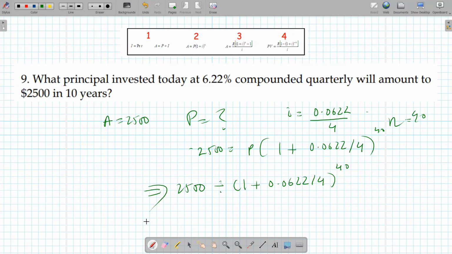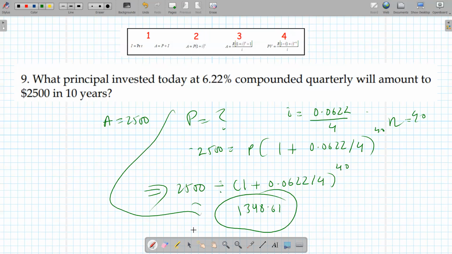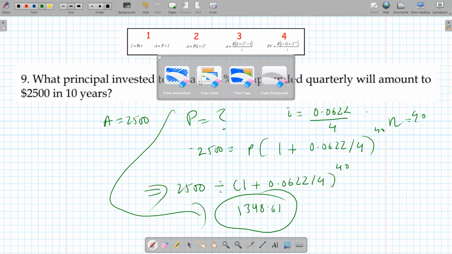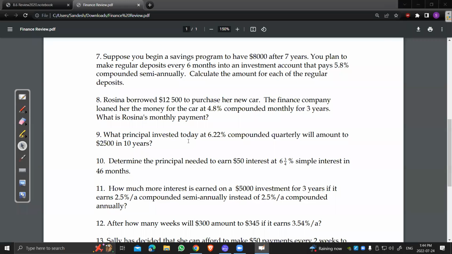1,348.61. Yeah. So 1,348.61 is the principal amount that you have to put in today, so that in 10 years it becomes 2,500. Okay, this is more realistic. Is it 6.22? I would say it is, because you only earn like $1,000 over 10 years, which is more realistic than a lot of these interest rates they throw at us.